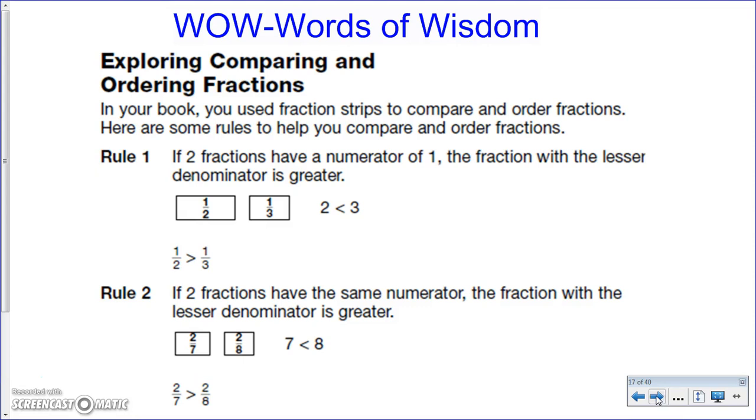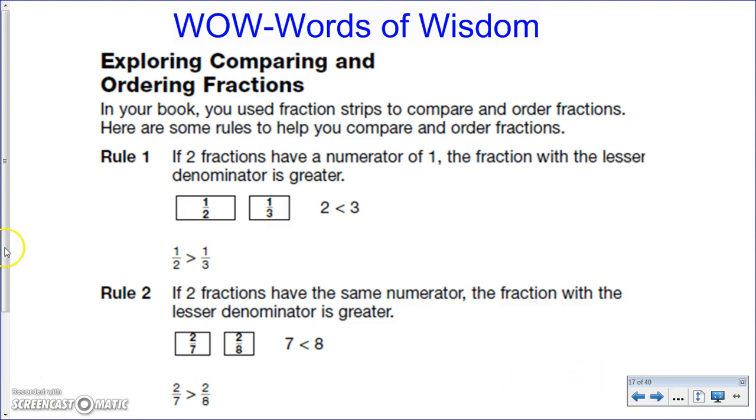Here are some rules to help you compare and order fractions. Rule number 1. If two fractions have a numerator of 1, the fraction with the lesser denominator is greater. So, if you look down at the example, they have 1/2 and 1/3. Since 2 is smaller than 3, that means whatever you're dividing up, you're dividing into fewer pieces, so the pieces are bigger. So in this case, half of something is bigger than 1/3 of something.